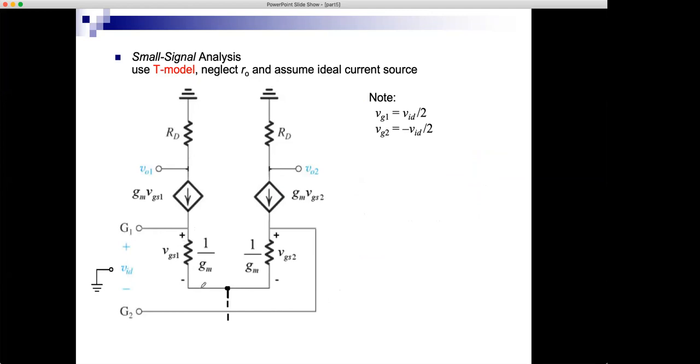And then here, nothing, right? Because there was a DC current source, it becomes an open circuit. And I have a VID over 2 and a minus VID over 2. Between gate 1 and ground, I have VID over 2. Between gate 2 and ground, I have minus VID over 2. So between the two gates, I have a VID.